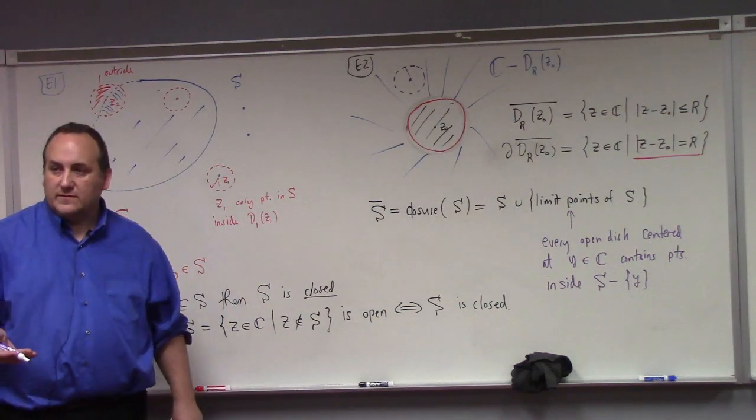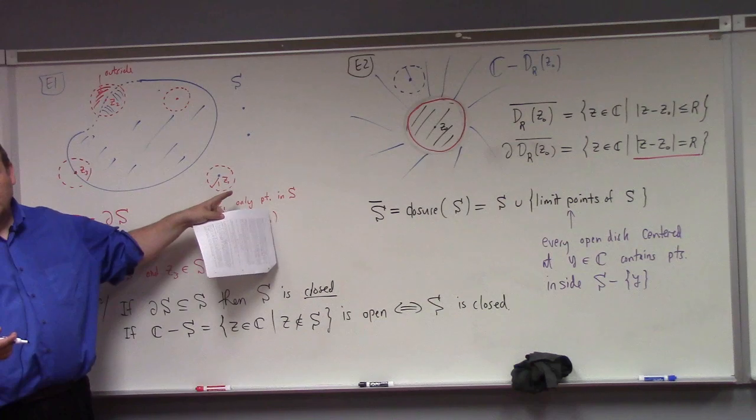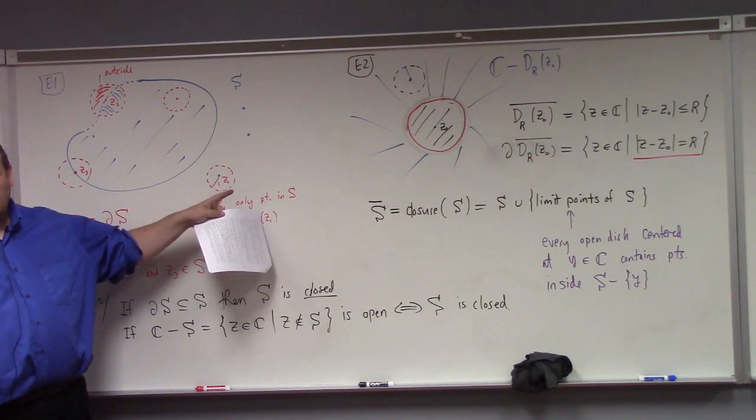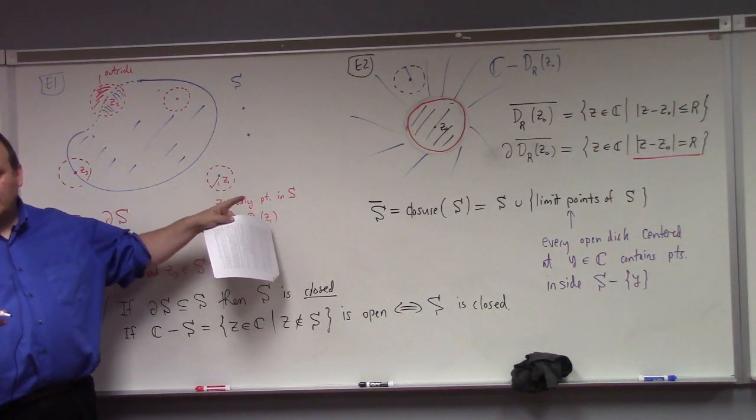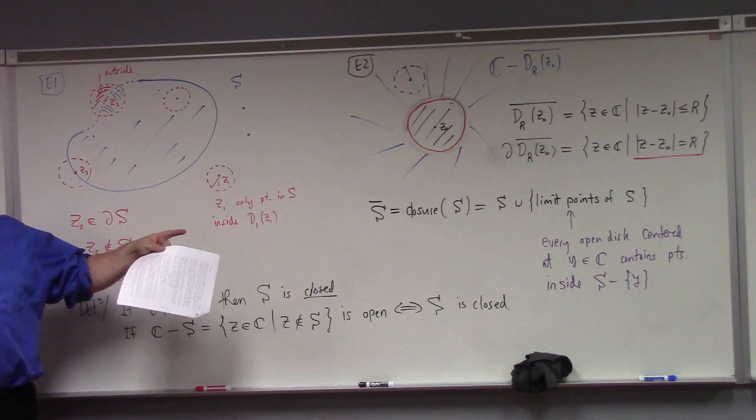We have some on the board. See these? Isolated points are not limit points because there are lots of open disks around these points which contain just the point. They don't contain other points in S. But are boundary points limit points? Certainly. Boundary points are limit points.